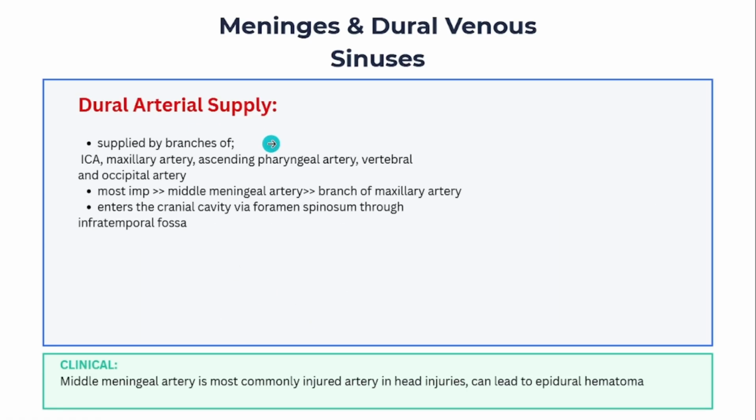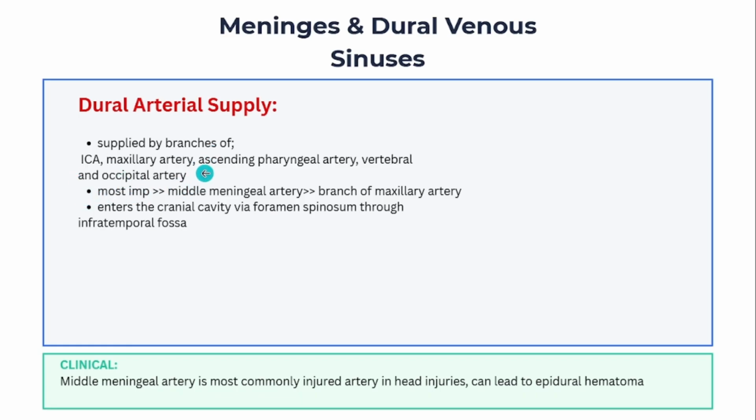Okay. So now we talk about the dural arterial supply, like what's the arterial supply of the dura mater. This dura mater is supplied by the branches of the internal carotid artery, maxillary artery, ascending pharyngeal artery, vertebral, and the occipital artery. Very easy to learn. You can learn the mnemonic IMAVA: I for internal carotid, M for maxillary, A for ascending pharyngeal, V for vertebral, and O for occipital artery.